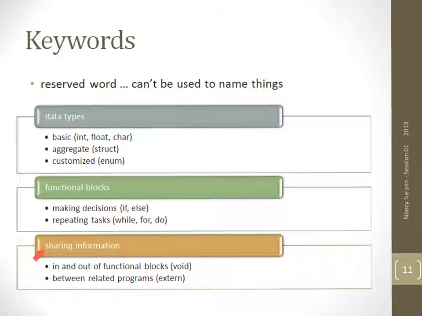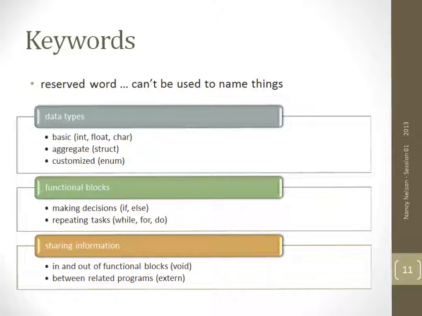Then we have some that give us information about the code. So we have things about getting information into and out of a function. So we have a keyword void. It means nothing, but it means that we can't name a variable void. And we have keywords that let us share information between different parts of a bigger program, and that would be the keyword extern. So there are a few other keywords, but these are the main ones that we need to avoid as we're naming our variables.